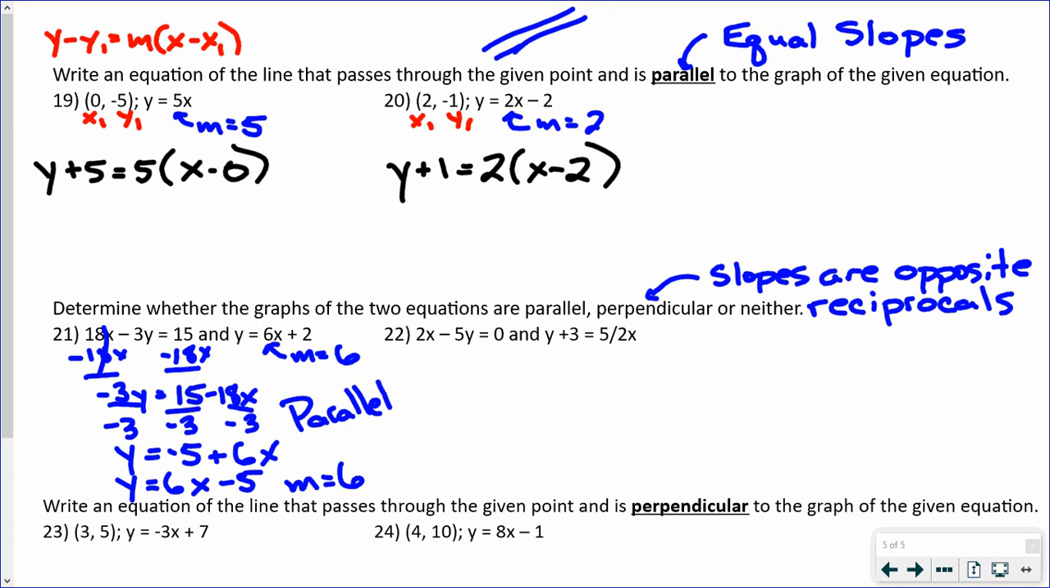All right. So similar thing over here. So again, in standard form. So let's solve it for y. So -2x minus 2x. So I have -5y equals 0 minus 2x, which would just be -2x. Then I'm going to divide by -5. So I get y equals 2/5 times x. So the slope of this line is 2/5.